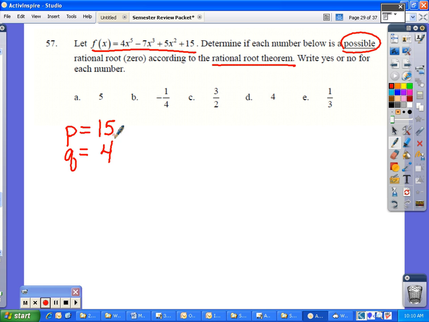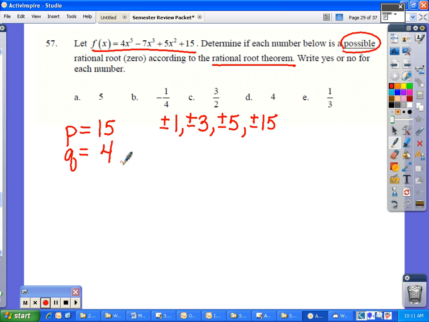So the factors of 15 are plus and minus 1. 2 is not a factor. 3 is a factor of 15, so plus or minus 3. 4 is not. 5 is a factor, so plus or minus 5. And then we have no other factors until we get to the actual number 15. So those are all of my factors of 15.